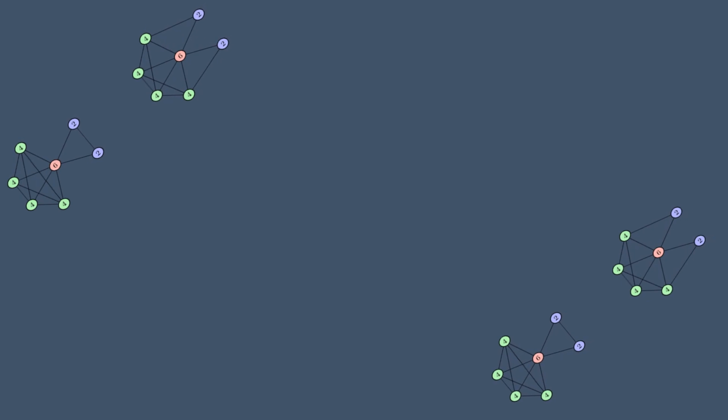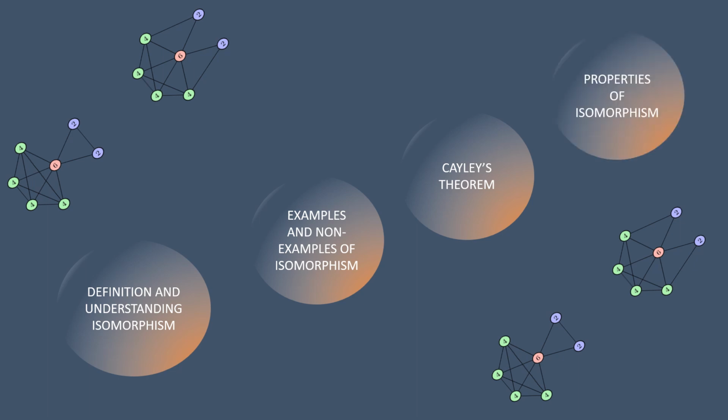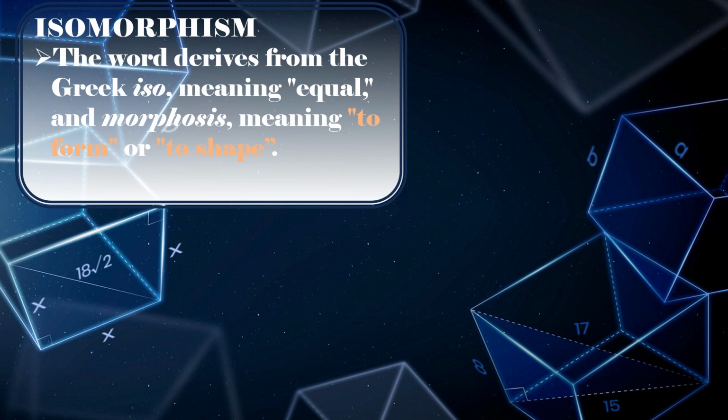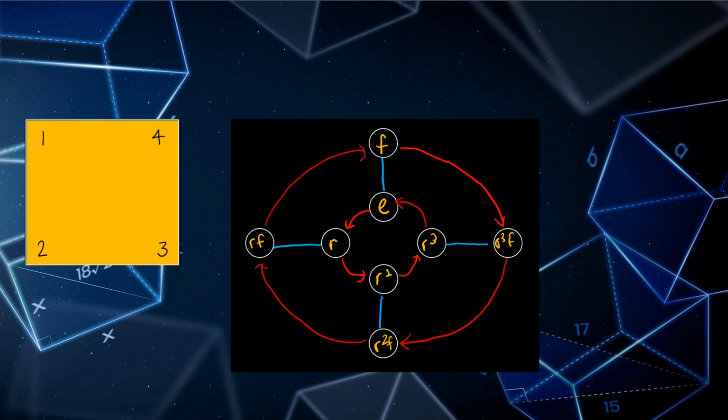The contents of this topic are the definition and understanding of isomorphism, examples and non-examples of isomorphism, Thales' theorem, and the properties of isomorphism. Isomorphism. The word derives from the Greek iso, meaning equal, and morphosis, meaning to form or to shape. In the same way, isomorphic groups are groups with the same form, iso plus morph.